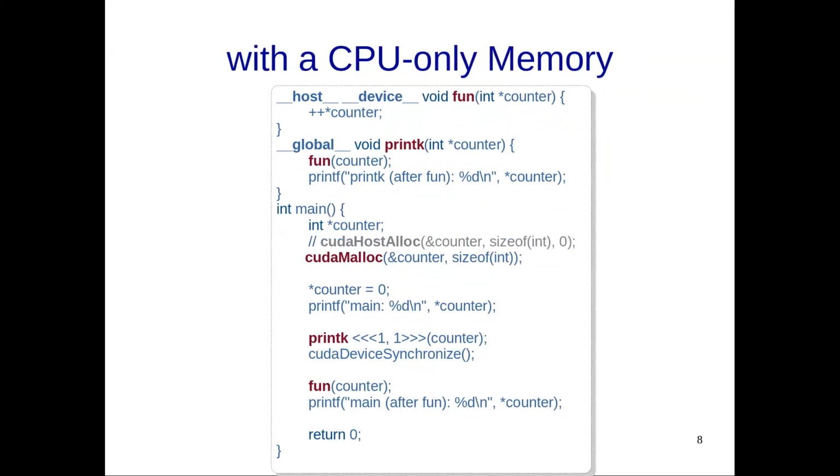Okay, so I'm going to change it a little bit with CPU only memory. What I'm going to do is, instead of CUDA HostAlloc, I'm going to use CUDA malloc. And then do print k here, and then call fun. So that part remains the same. Right? I have removed that sync threads because that doesn't compile. Now can you tell me, will this code compile, and what will be the output?